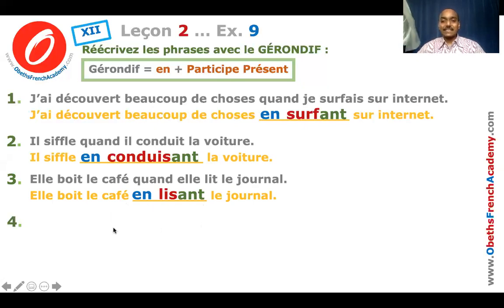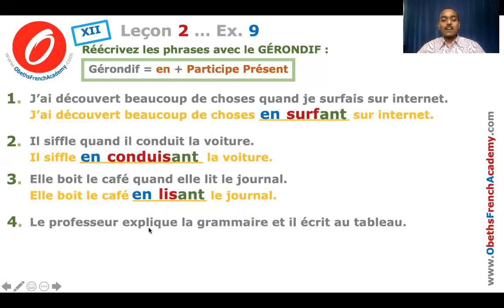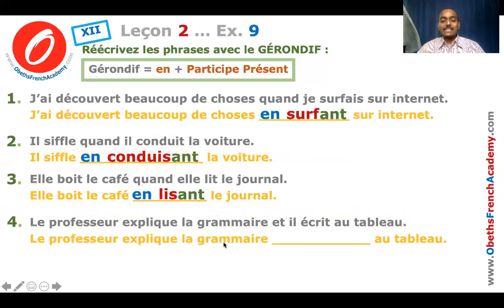The fourth sentence. Le professeur explique la grammaire et il écrit au tableau. Can you see? The teacher is doing two actions. He is explaining the grammar and he is writing on the board. So when two actions are done by the same subject, we'll put one verb in the gérondel. The teacher explains the grammar. You won't disturb the first verb. The teacher is explaining the grammar while writing on the board.